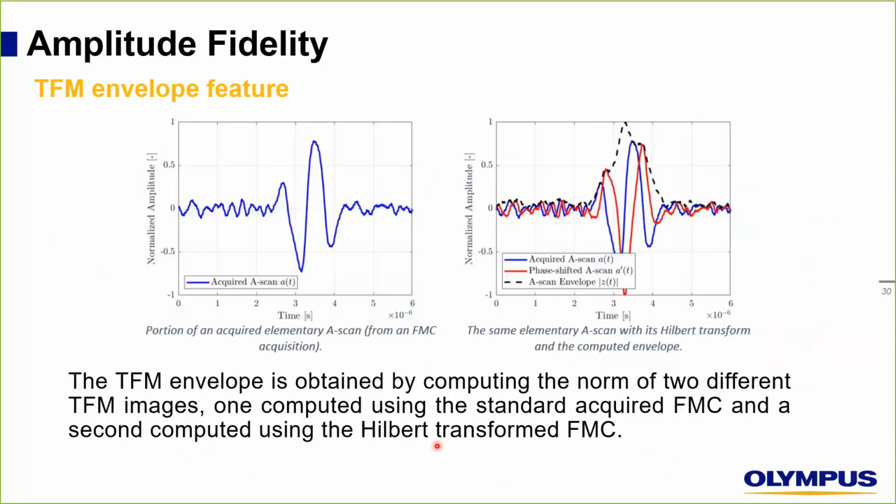Now, another feature we have in the X3 is the envelope. A TFM envelope is obtained by computing the norm of 2 different TFM images: one computed using the standard acquired FMC, and the second computed using the Hilbert transformed FMC. The figure on the left is a portion of an acquired elementary A-scan, like it comes from the FMC acquisition. And the black dots here represent the new A-scan treated by the Hilbert transform.